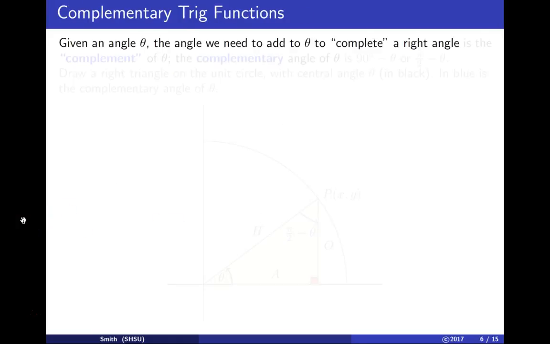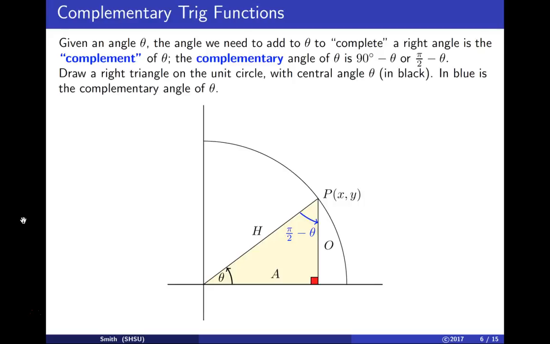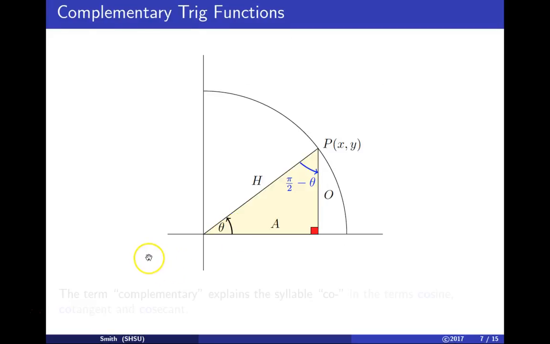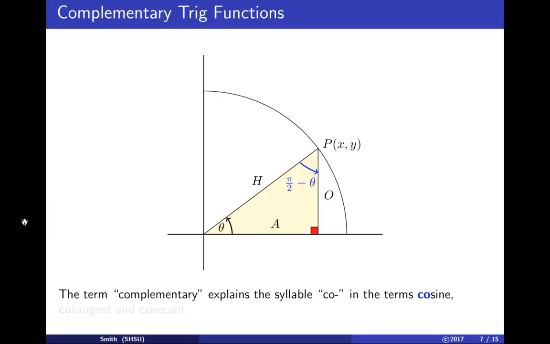Given an angle theta, the angle we need to complete a right angle is called the complement of theta, or the complementary angle. The complementary angle is 90 degrees minus theta, or in radians, pi over 2 minus theta. If I draw a unit circle and put a triangle in it, here's the central angle theta on the left of the triangle. Up in the upper right is the complementary angle. The sine of theta will be the cosine of the complement, and vice versa. The term complementary will explain the syllable co in the terms cosine, cotangent, cosecant.